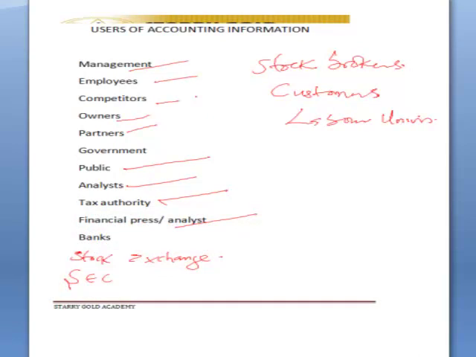Then the following people have direct interest in the financial statement. There are the investors, the present investors and the potential investors. Creditors also have a direct financial interest in the accounting information presented by a company. So these are the users of financial statements. I want to classify them. So look at these classes.